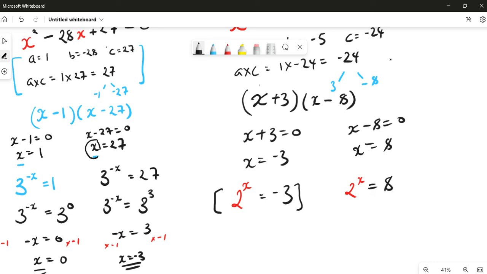But here, 2 to the power x equals 8. 8 can be put into the base of 2. So we're going to say 2 to the power x equals 8, which is 2 to the power 3. Since we have similar bases, therefore we say x equals 3. So that is our value of x. All right, and we'll do one more.